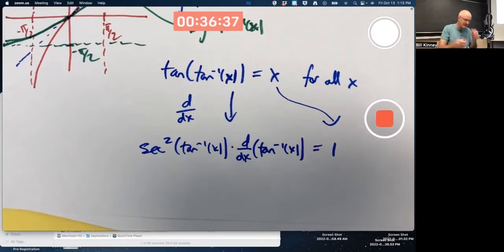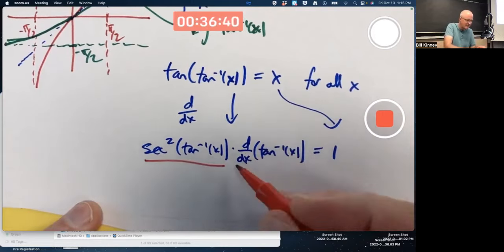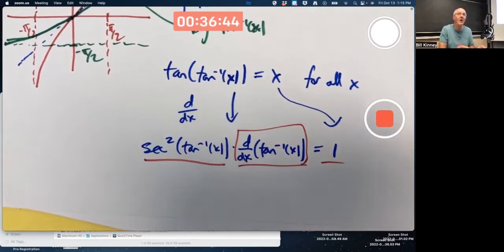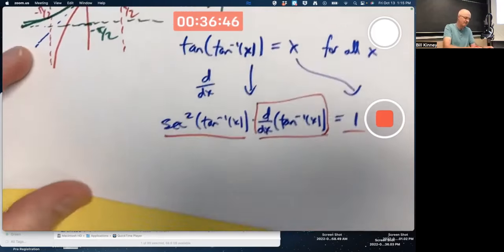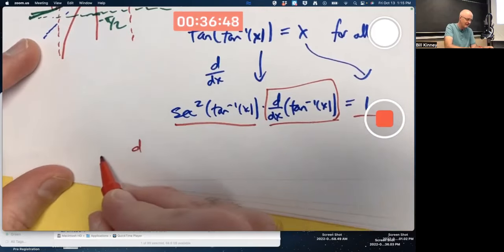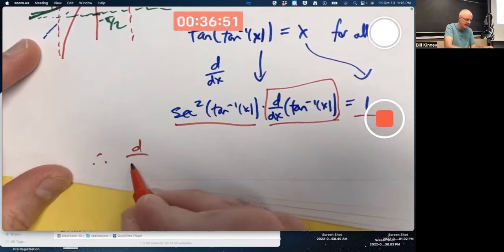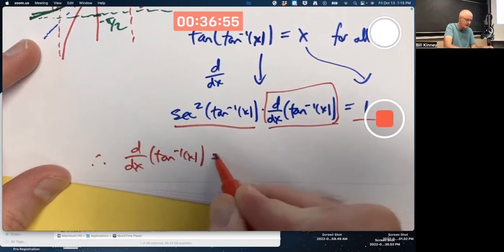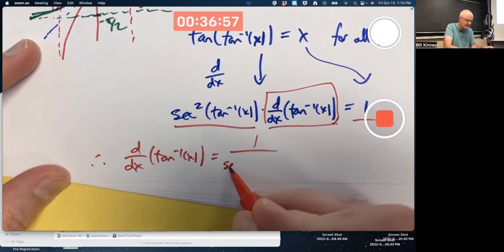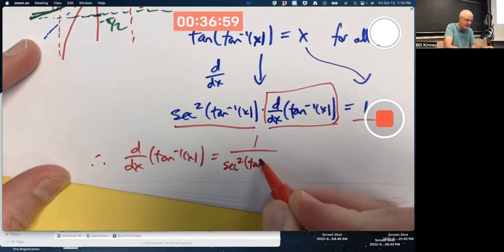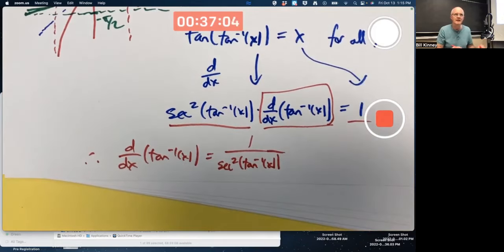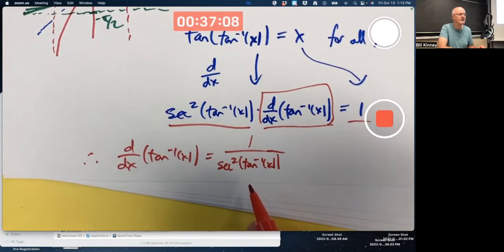And look at this equation. This quantity times this quantity equals 1. I can solve for the quantity that I want to know. Ah, algebra. Therefore, d/dx of inverse tangent of x is 1 over secant squared of inverse tangent of x. Wait a minute, Dr. Kinney, didn't you just say the answer doesn't involve secant squared? Yes, I did. But wait a minute, it's there.